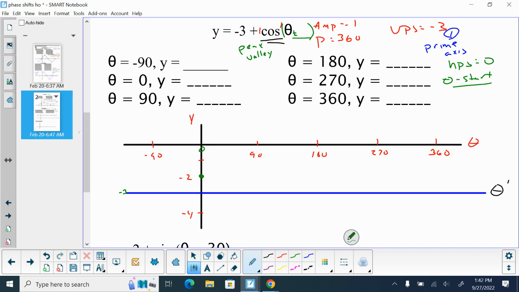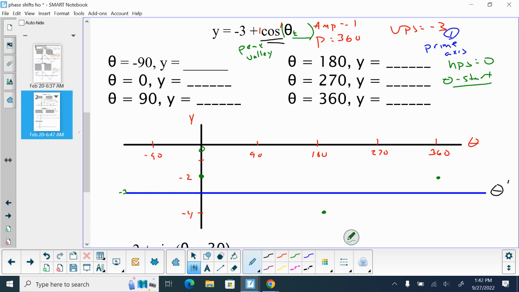At 360 degrees, which is the period away, we're going to be at the exact same value again, so we'll still be at -2. Now, games of halves. Our roller coaster starts out at this peak at -2, and now it's going to scream down below our prime axis. So at 180, we have to go down to a value of -4.